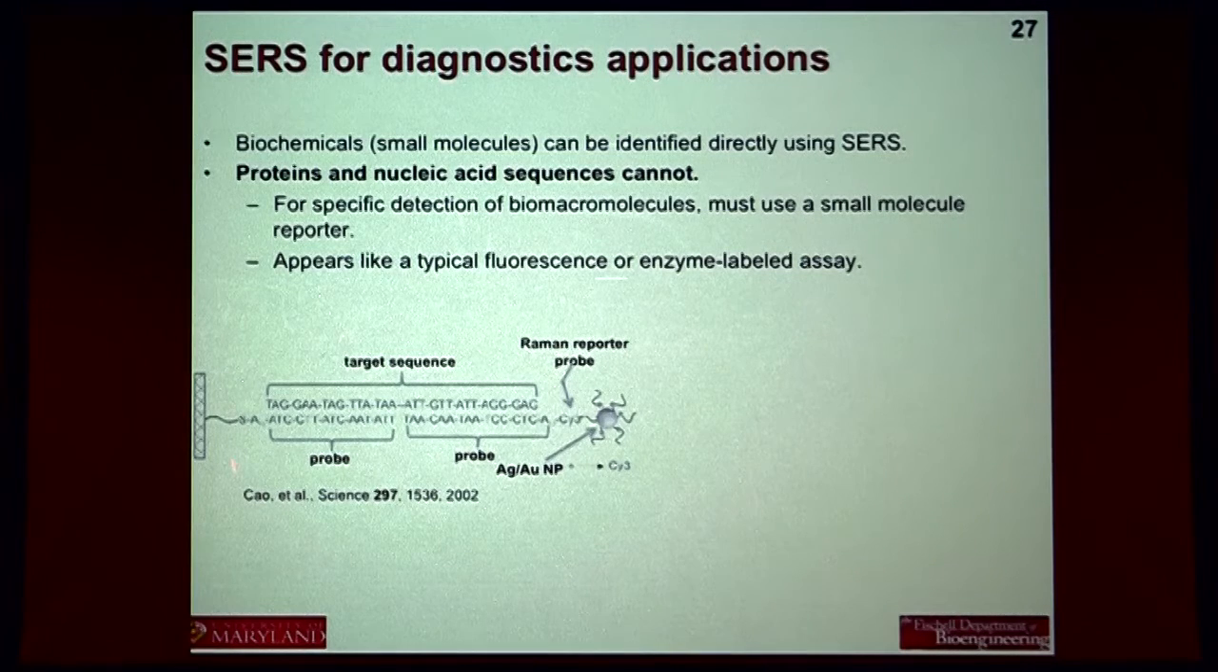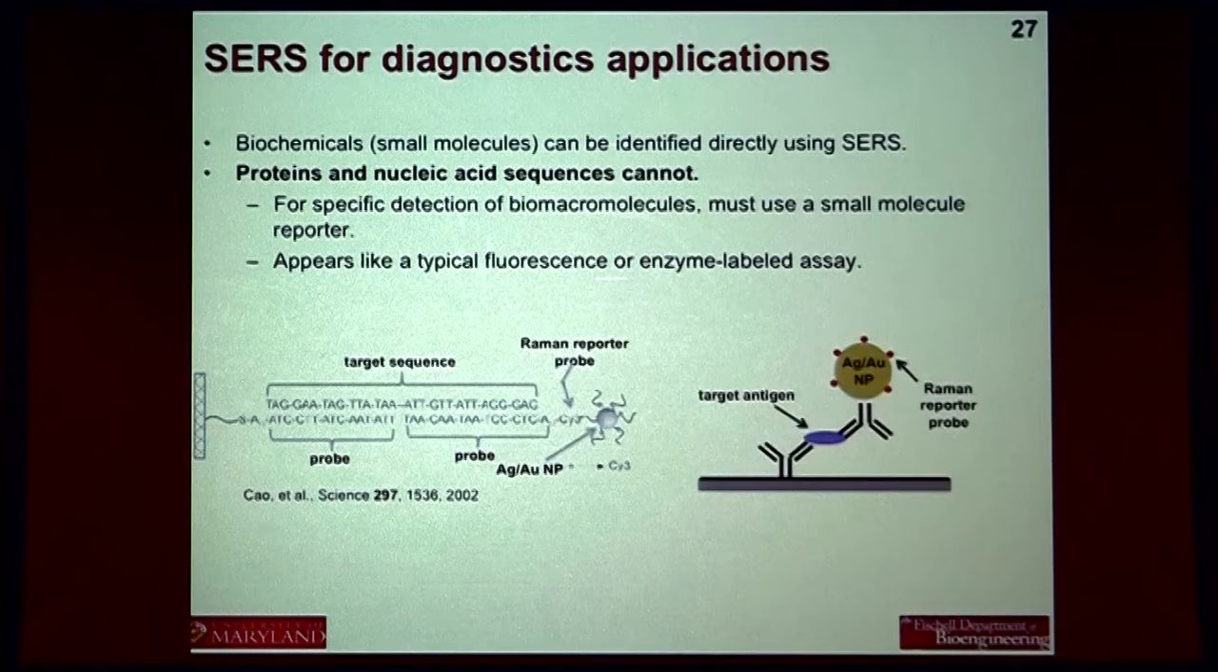So this is a concept published by Chad Mirkin from Northwestern a little more than a decade ago, trying to tout how to use SERS. So this is a DNA hybridization assay where you've got an immobilized probe. Here's your target sequence that hybridizes there. And then you've got another probe that has, hanging off of it, a nanoparticle with these small molecules that have a good Raman spectrum attached to that nanoparticle. So that if this target sequence is present, you'll build up this structure at your surface, then you hit it with your laser and you see the Raman spectrum.